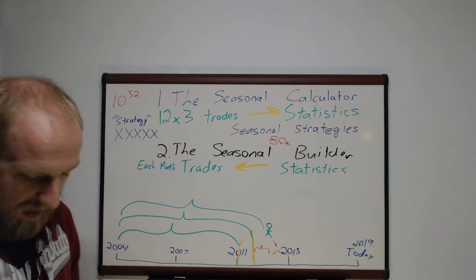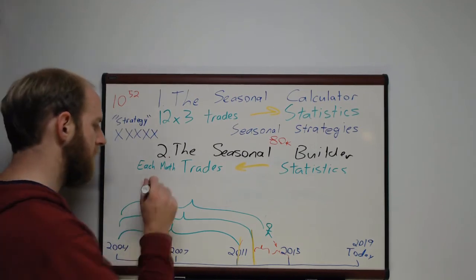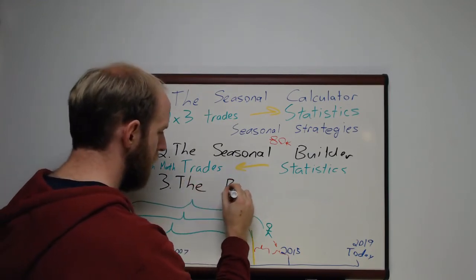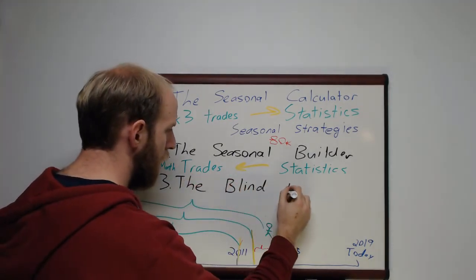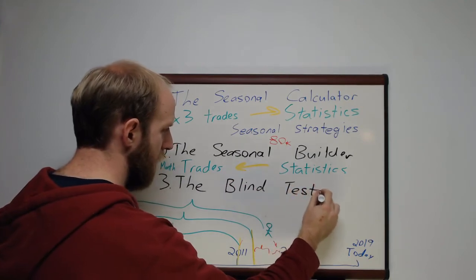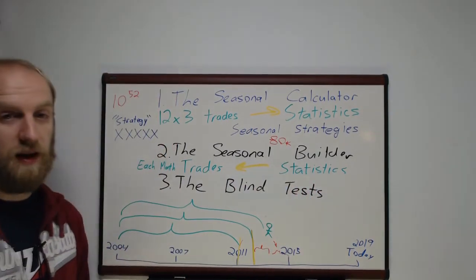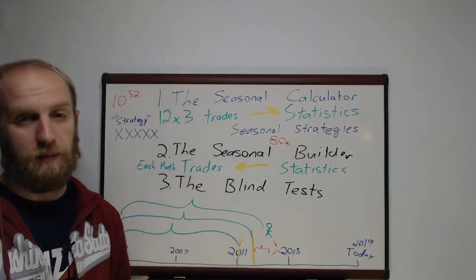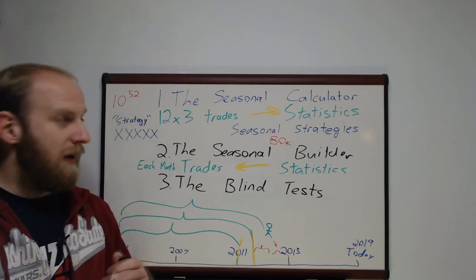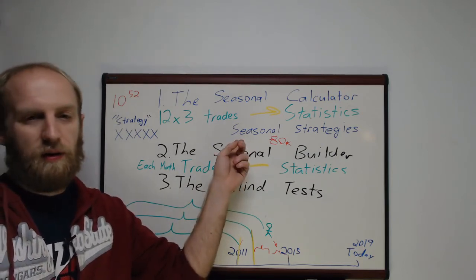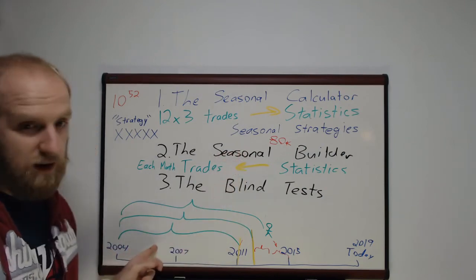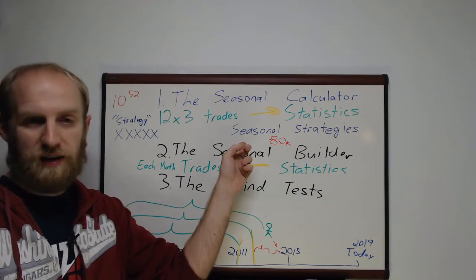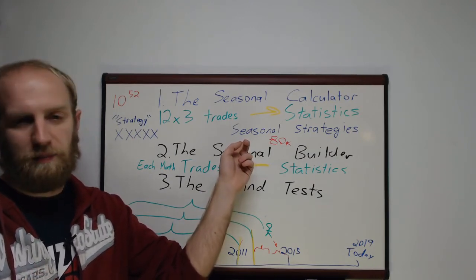So that is the basis for tool number 3, the blind tests. And this is the most poorly understood section of my website, because I've never taken the time to sit down and explain it like this. The blind tests depend on the seasonal builder, because you just can't use this table. I can't go into the seasonal strategies table and do this kind of testing where I break up my time frame and roll one forward, because the seasonal strategies table is inherently biased because it's incomplete.